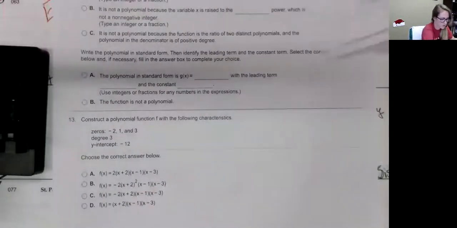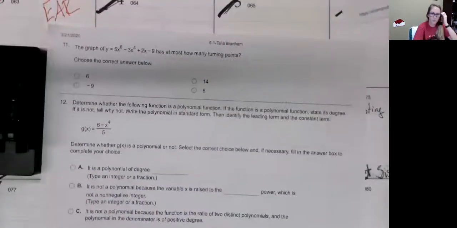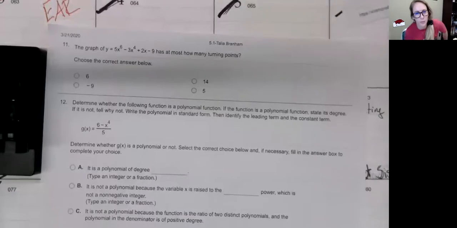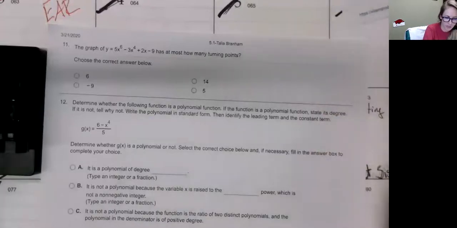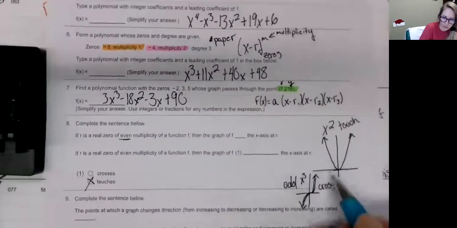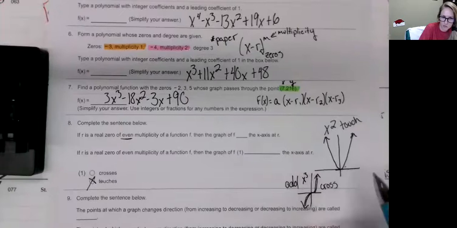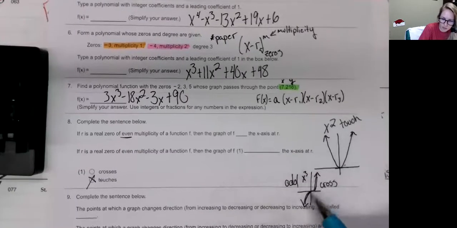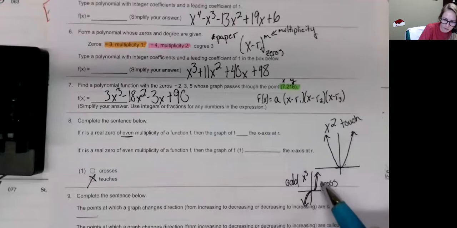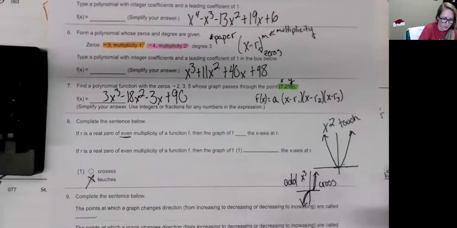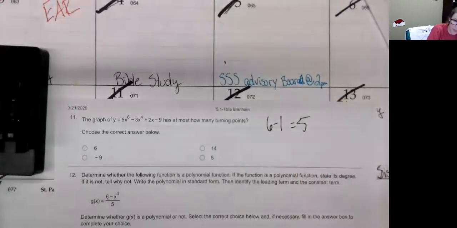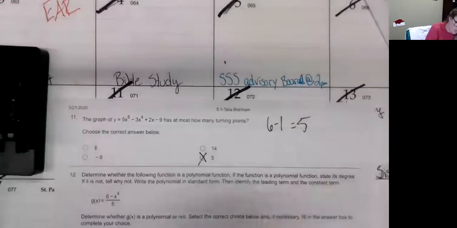Done with that page. When you're finding turning points, I should have put a couple more of these on there because they're really nice and easy. You take the highest exponent and you subtract one. So like that graph of x squared, it had one turning point because it just turned here. 2 subtract 1 is 1 turning point. On this one, it turns here and here, so 3 subtract 1 is 2. This one has 2 turning points. So we always take that highest exponent and subtract 1, so we'd have 5 turning points. So there.